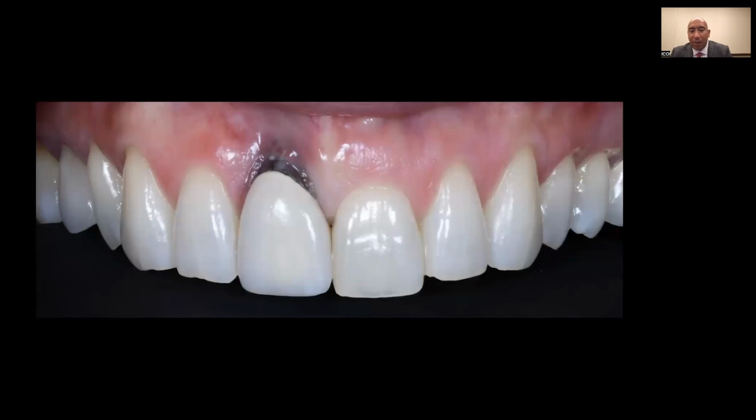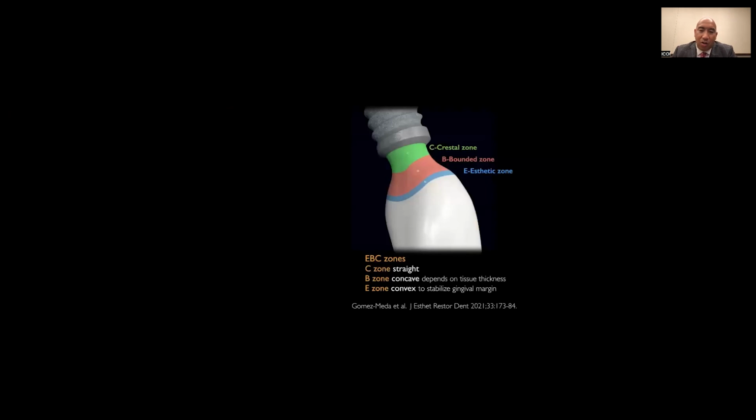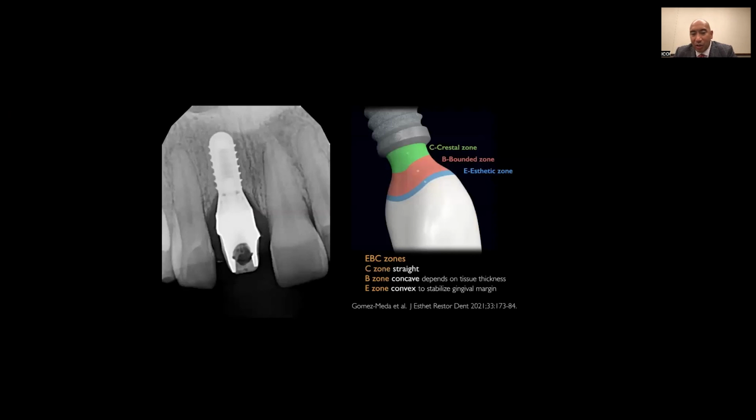So remember, she came in like this with all the metal exposed in her smile, which was just awful. So what do we do here? Remember what we talked about with the aesthetic biological contour. The problem with her case is that her implant is a tissue level implant. So we don't have the nice platform switch. We don't really have the ability to make a super concave abutment. That's not possible because the implant platform is so darn wide, right?